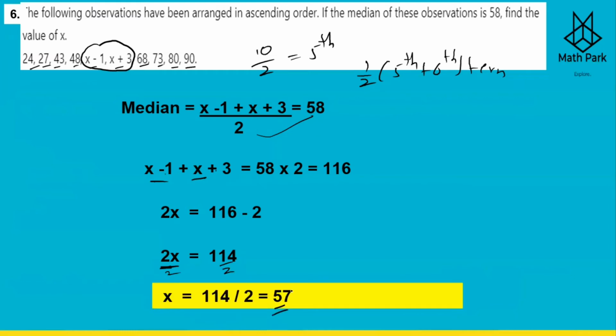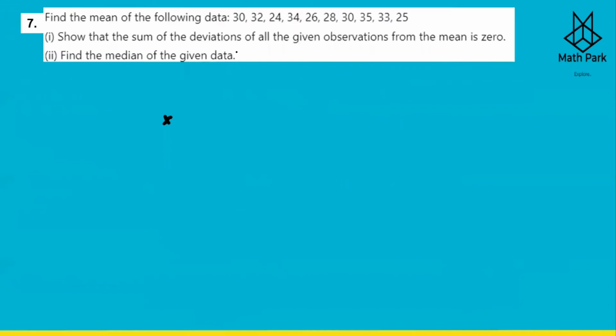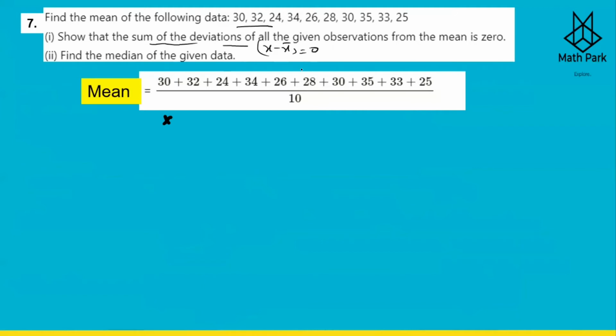The mean of the following data: you have to find the mean of this data and show that the sum of the deviations, that means x minus x bar, is equal to 0. And you have to find the median of the given data. So finding the mean, we add all of these observations and divide by 10. The sum of the observations is 297. 297 divided by 10, we get 29.7. Now we have found the mean. The first part we have done.